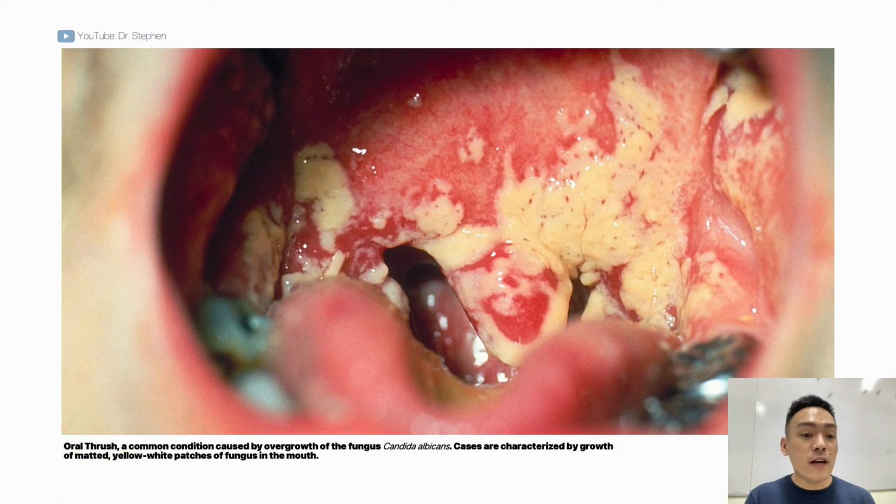Showing you a photograph of oral thrush, which is a common condition caused by the overgrowth of the fungus Candida albicans. So cases are characterized by the growth of matted yellow-white patches of fungus in the mouth. And one of the causative agents, your C. albicans, is leading to the candidiasis.